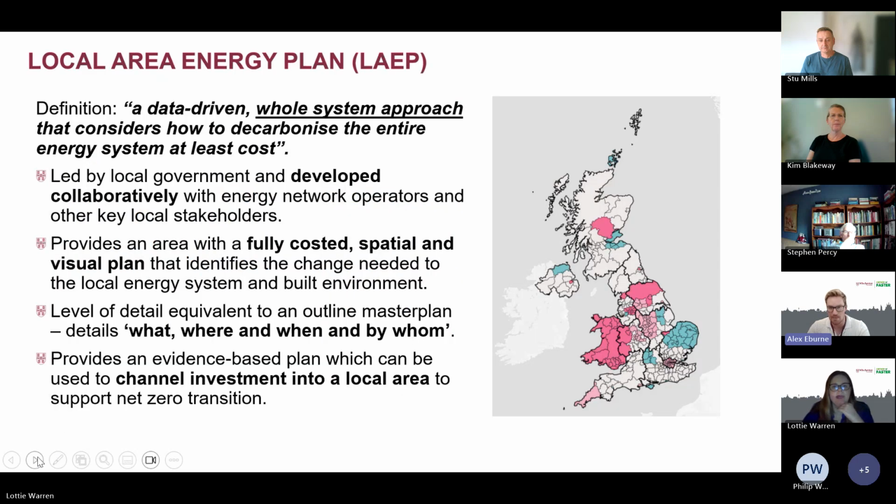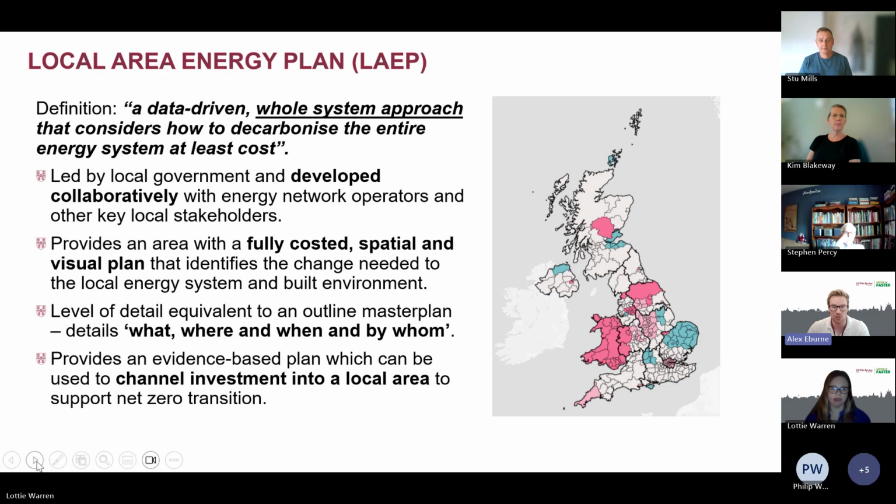One of those key enabling actions we've identified to help decarbonise a local energy system is developing a local area energy plan. A local area energy plan is defined as a data-driven whole system approach that considers how to decarbonise the entire energy system at least cost. It's a whole system approach because it considers all elements of our local energy system. It doesn't just focus on one area like renewable generation.